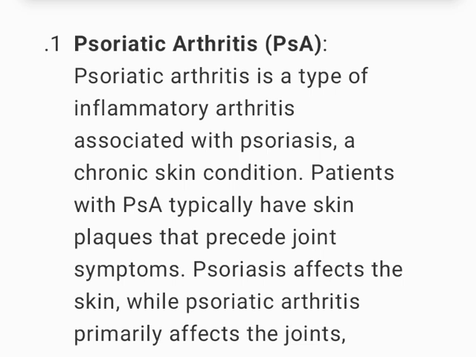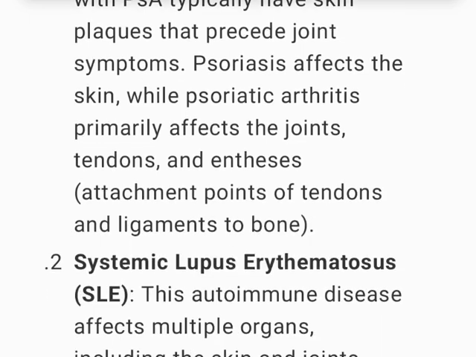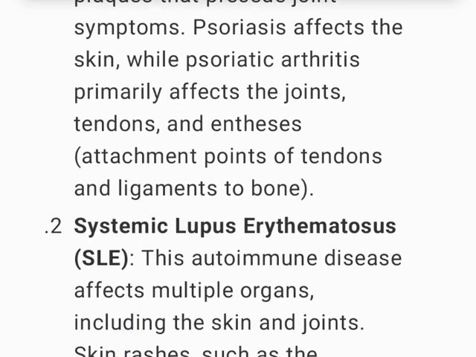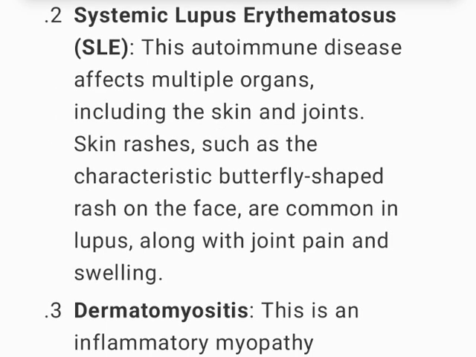Patients with PsA typically have skin plaques that precede joint symptoms. Psoriasis affects the skin, while psoriatic arthritis primarily affects the joints, tendons, and entheses, attachment points of tendons and ligaments to bone. 2. Systemic lupus erythematosus, SLE. This autoimmune disease affects multiple organs, including the skin and joints.